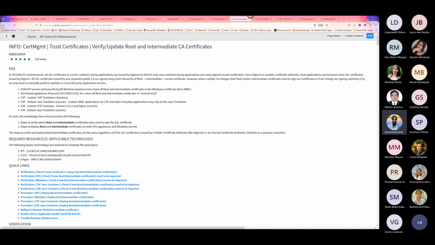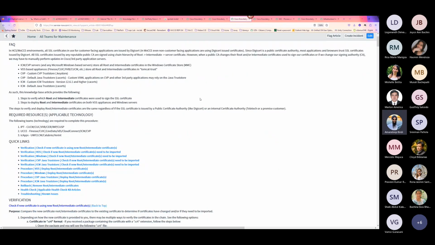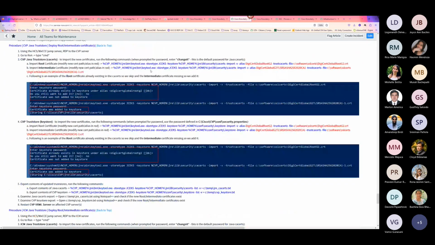You will find that the root already exists from what I've seen in a lot of servers. But again, you have to check that. It may not exist in some places, but the newer operating systems do have that one. It's the intermediate that needs to be added. So yes, you're correct. You need to add those first. One other thing that you will want to add, and I'm going to update these steps today, is these two. Because we also want to make sure that the Java trust stores for CVP and ICM are updated with the new root and intermediate. And maybe for this one, I'll give you my script. When is your change?